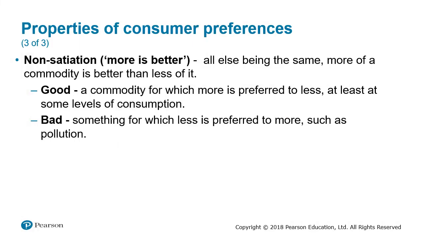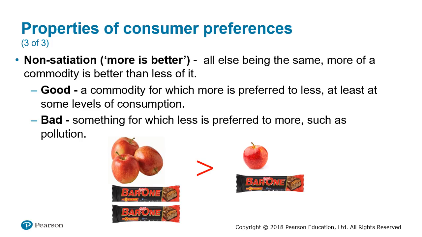The third property is that of non-satiation, or to put it more simply, more is better. And that just means that more of a commodity is always preferred to less of it. That means we are talking about goods rather than bads. So a good would be a commodity for which we'd rather have more than less, as opposed to a bad, which could be something like pollution, where you'd rather have less than more. So looking at those two bundles, we could definitely say that the bundle on the left would be preferred to the one on the right, simply because it has more of both apples and bananas, reflecting the assumption of non-satiation.